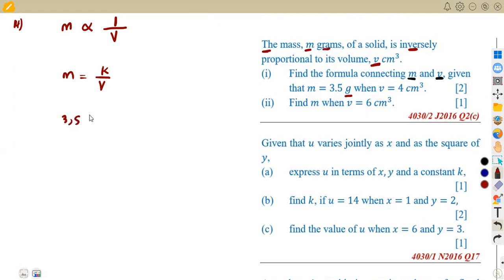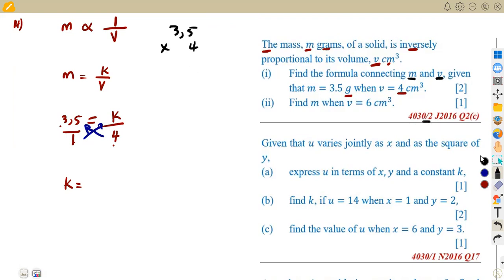So 3.5 is equal to K over V, which is the volume, in this case 4 cubic centimeters. So the units in this case are actually okay. What are we going to do to find K? We can cross multiply, since 3.5 is the same as 3.5 over 1. So 1 times K, in this case we are going to obtain K, which is 4 times 3.5. So there we are supposed to multiply 3.5 times 4.